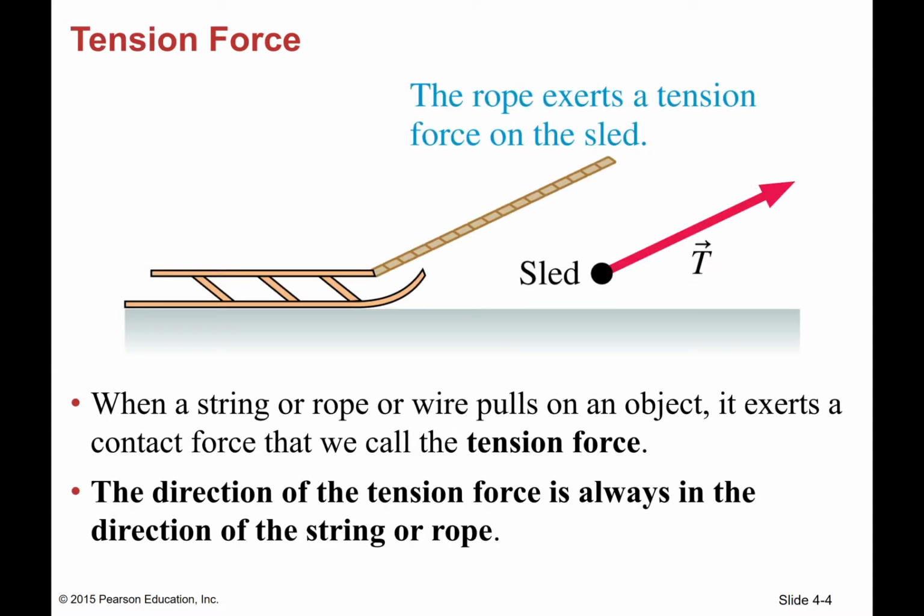A tension force is a name for forces that are produced by ropes. The agent here is the rope, and typically we are going to draw the force as an arrow in the direction of the rope.